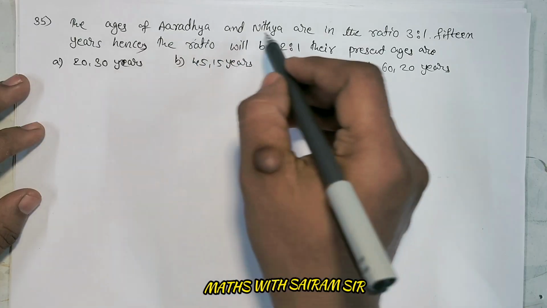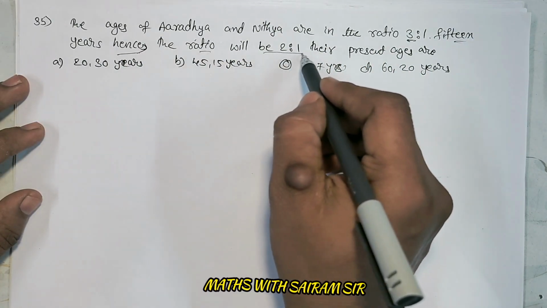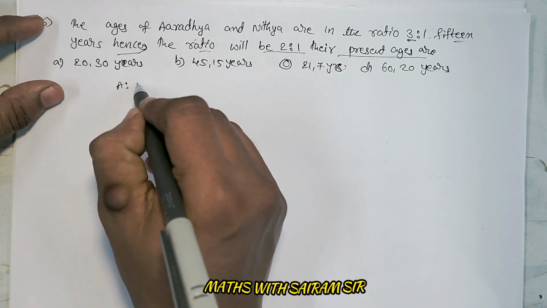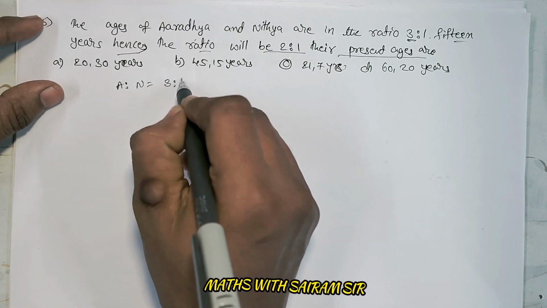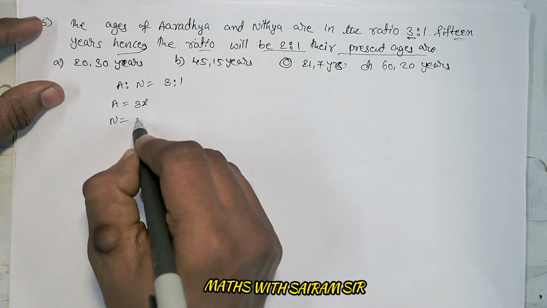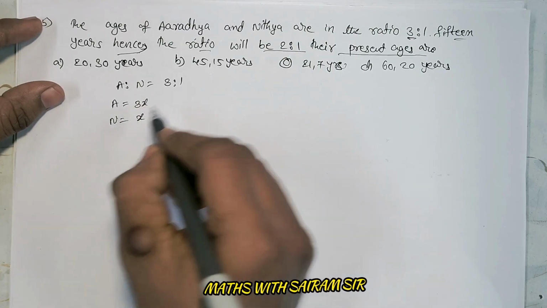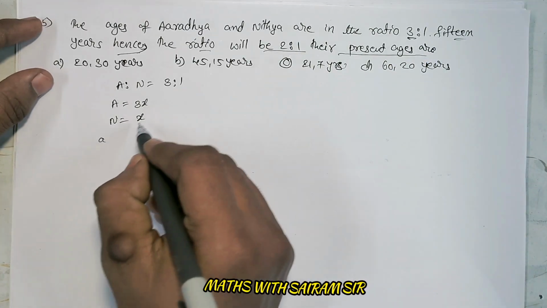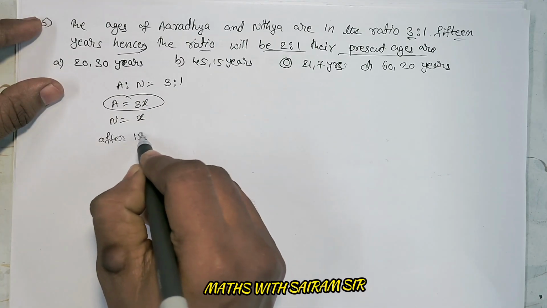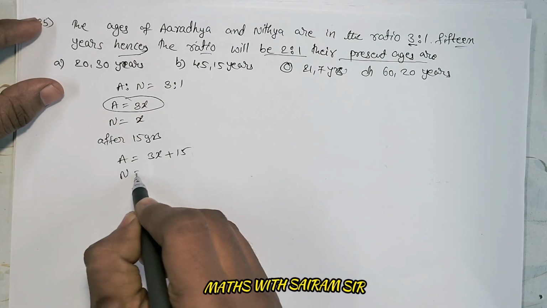The ages of Araja and Nitya are in the ratio of 3:1. 15 years hence, the ratio will be 2:1. Then their present ages? Okay, we are given that the ratio of the ages of Araja and Nitya is 3:1. From the ratio terms, we can suppose Araja's present age is 3x and Nitya's present age is 1 into x, that is x. Then after 15 years. Okay, 15 years hence means what? After 15 years, if Araja's present age is 3x, Araja's age becomes 3x plus 15.